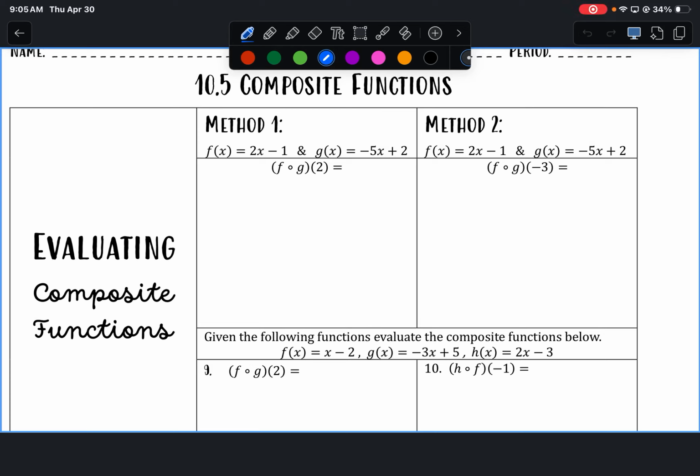Yesterday we looked at composite functions, where we take and plug functions into other functions. So then our practice that was yesterday. Okay, today we're going to do the last piece of composite functions, which is evaluating composite functions.